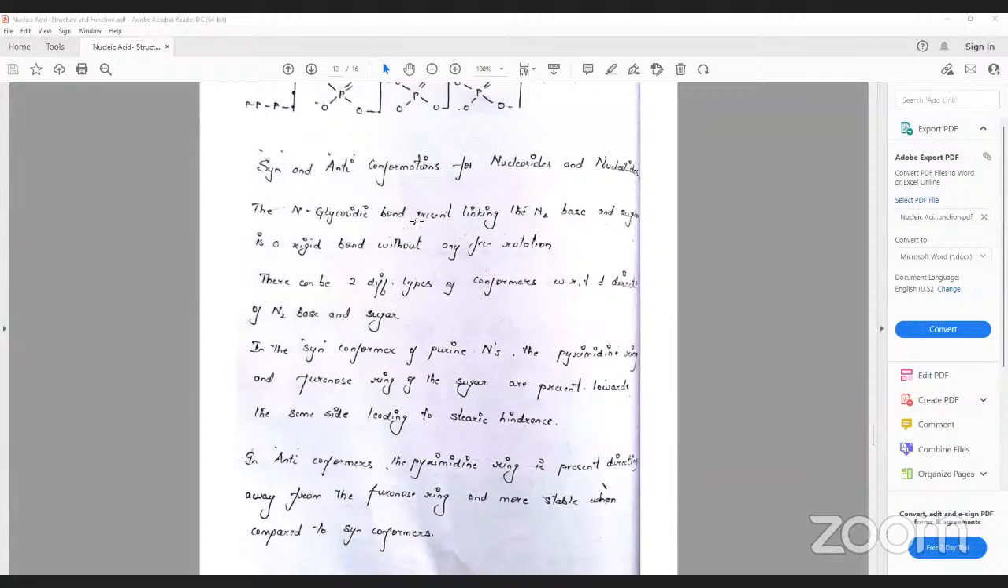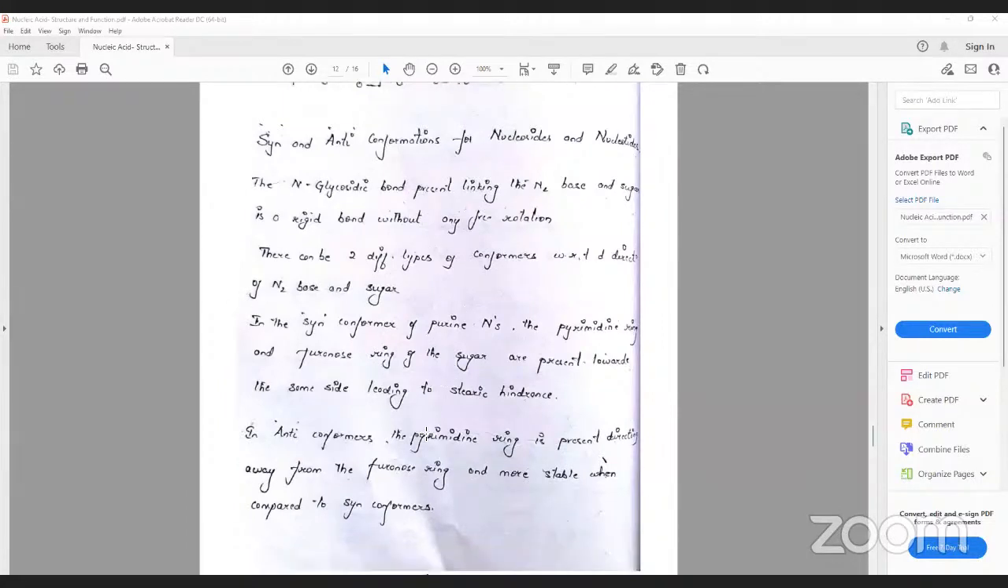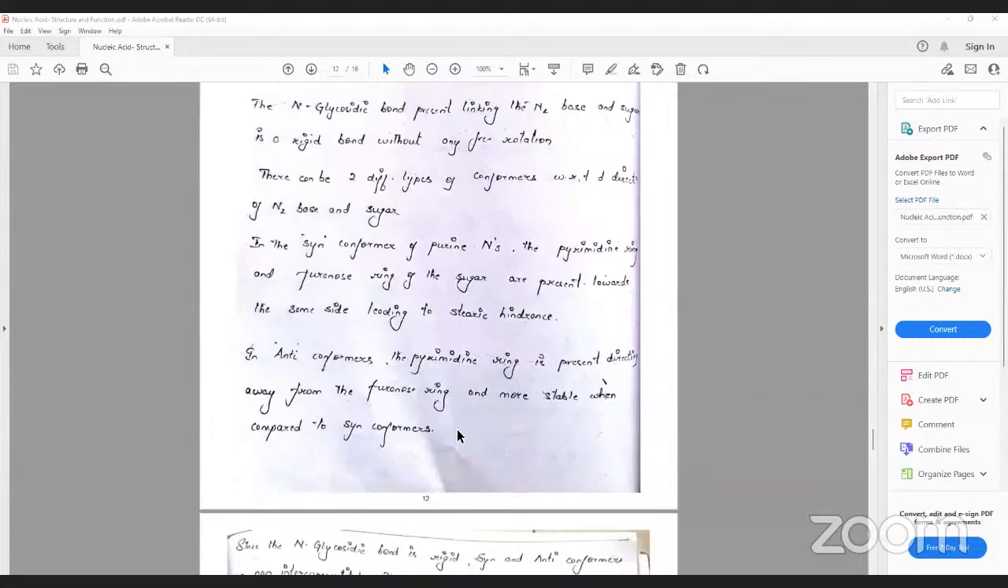Because here, as I told you before, configuration and conformation differ. Configuration change requires cleavage of the bonds, whereas conformations do not require it. So here also the nucleotides and nucleosides exist in two forms: one is the syn form and the other is the anti form.